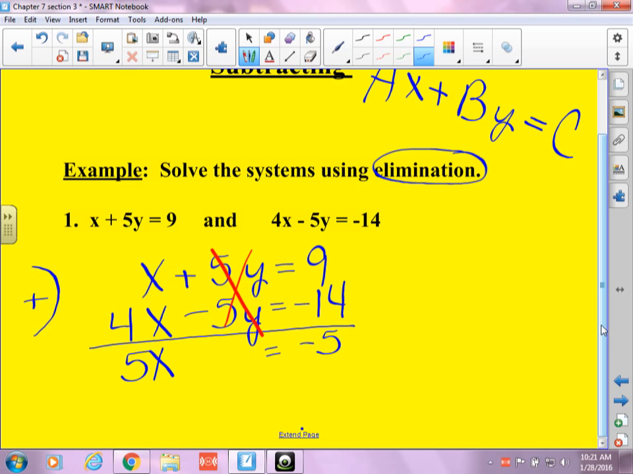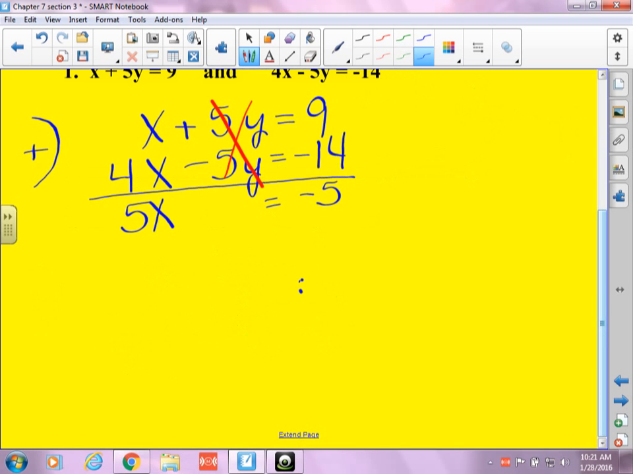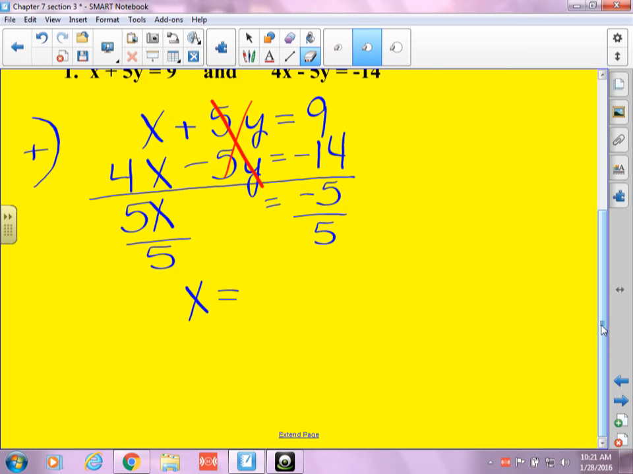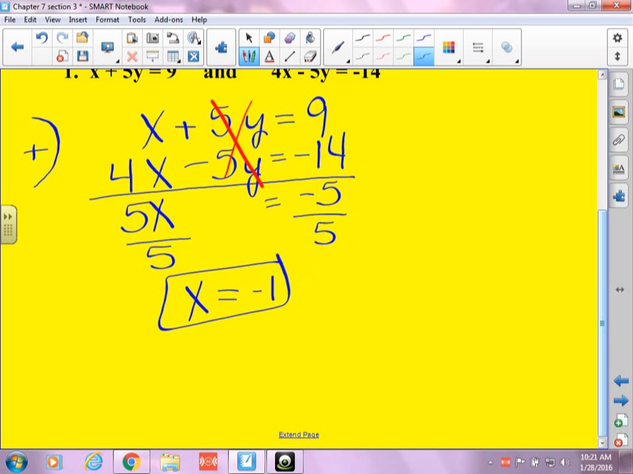Okay, now I need to solve for x. So I'm going to divide by 5, and x gives me negative 1. And I just found the x of my ordered pair. Yeah, a lot of kids like it because it goes pretty quick. Okay, now I need to find my y. So I'm going to choose one of those equations. And again, it doesn't matter which one you choose. I'm going to choose the first one just because I am.